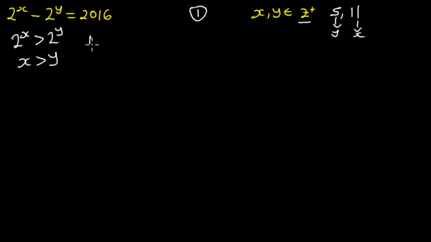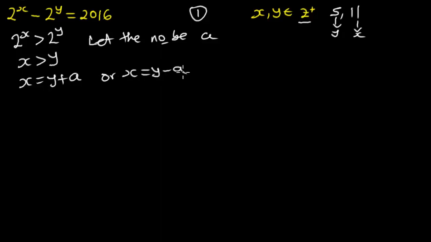So let's say we are going to let the number be equal to a. In this case x will be equal to y plus the number, or x will be equal to y minus the number. But in this video we are not going to focus on the negative aspect, we are going to only focus on the positive one. Now let's go back to the original equation. We are given 2 exponent x over here. In place of x, we are going to replace it with y plus a. So we are going to have 2 exponent y plus a minus 2 exponent y is equal to 2016.